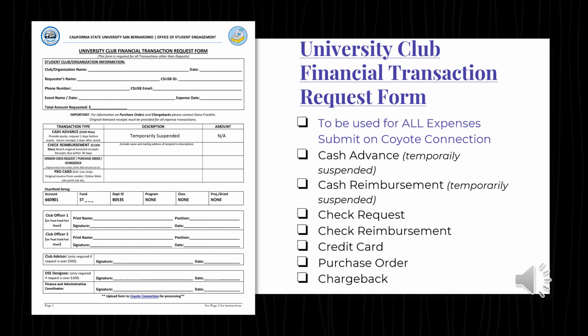Once your organization has signed the transaction request form, you will then upload it to Coyote Connection in the Forms tab. Visit csusb.edu/Coyote-Connection. Under the Forms tab, select the appropriate University Club Financial Transaction Request Form and simply upload the PDF. Do not worry about acquiring signatures from the OSE representative and the Finance and Administrative Coordinator prior to submitting on Coyote Connection. The Office of Student Engagement will take care of these additional signatures.